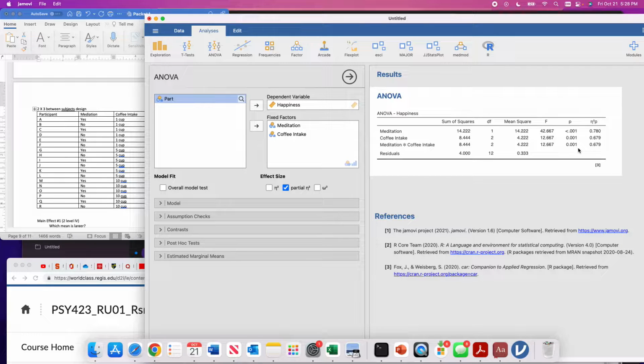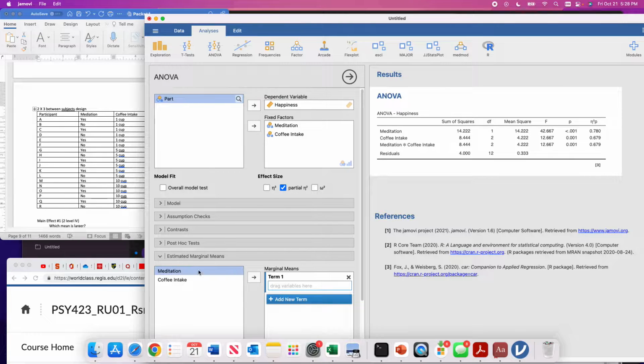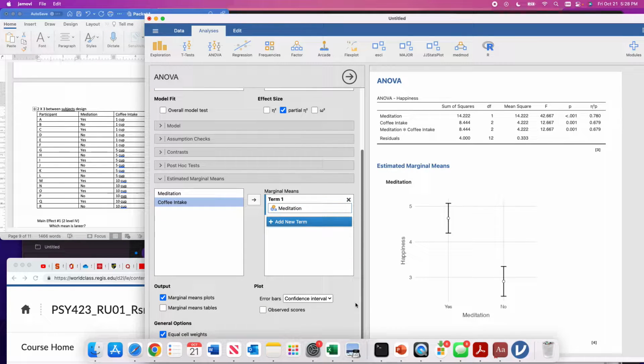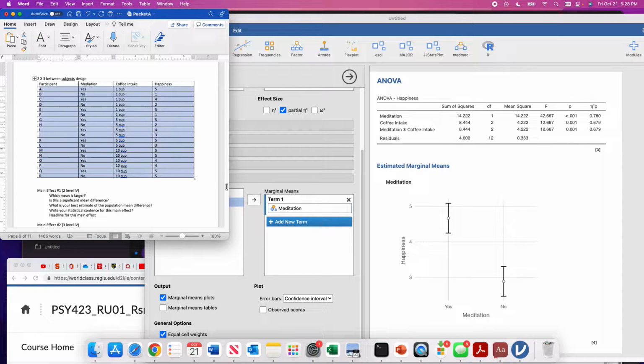We can see that, but I like to break it down one item at a time. So let's look at the meditation effect, just the image of it. So I want to see the plot. Meditation makes you happier. We can see that down here. I should probably look at the questions. The first question is, which mean is larger? For main effect 1 with the 2-level IV, meditation has more happiness than no meditation. So, I know that. That's cool.